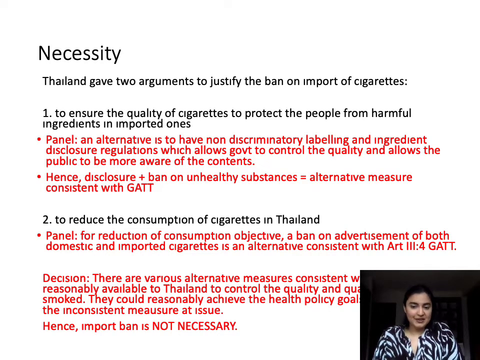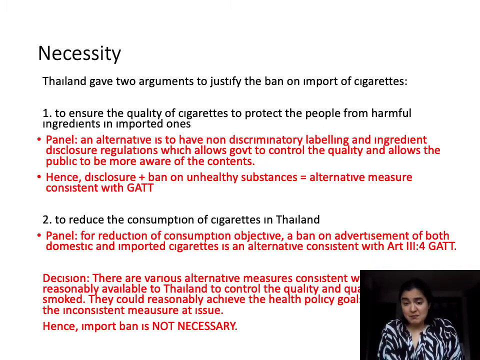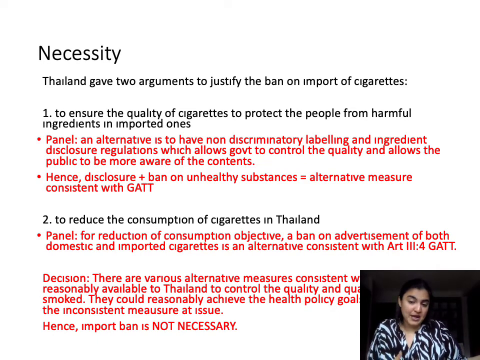And the panel said, hold on, that doesn't make any sense. You have an alternative available that would allow you to achieve the same objective, and that alternative is to impose a non-discriminatory labeling. So impose an ingredient disclosure labeling requirement and require your domestic and imported cigarettes to display a label that mentions all the substances, all the contents that the cigarette contains. And you could also look at the disclosure as well as a ban on unhealthy substances. So you impose the requirement of disclosing what is going in the cigarette, and you ban unhealthy substances you are scared of, you're afraid of, you don't want your people to consume. So it's as simple as that. Here's your alternative, which does not violate the WTO laws, and this measure that you are advocating violates WTO laws.